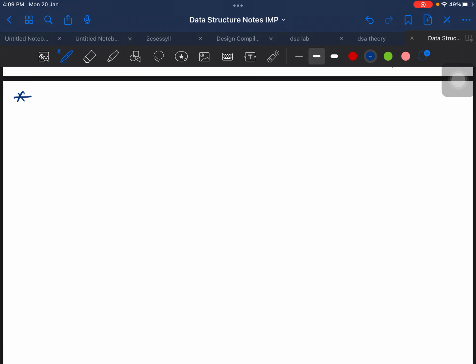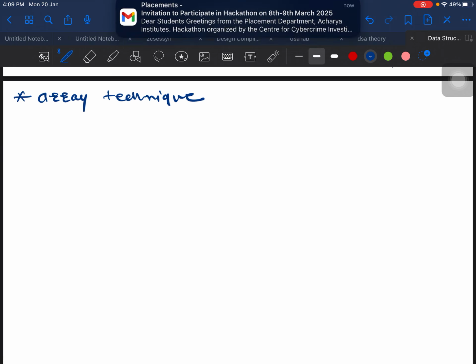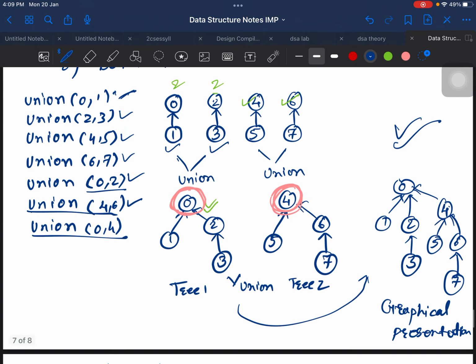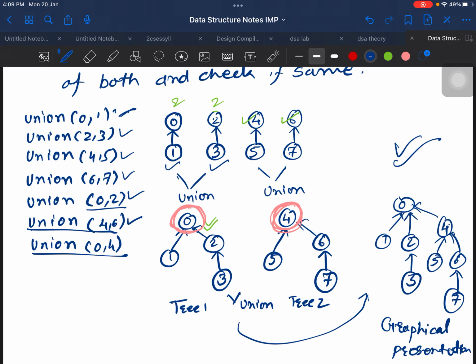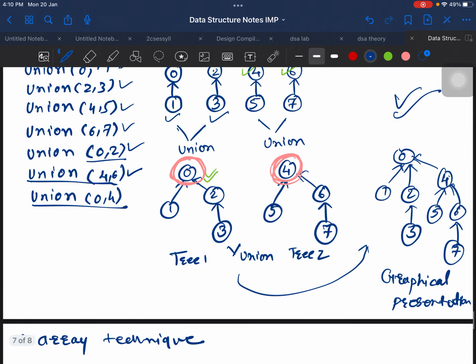So in the array technique, first of all you need to see how many nodes you have. Currently I have 8 nodes, and these nodes are starting from 0 to 7. So it's very easy to draw the array because the array index always starts from 0. So we can use the array index as the node value.